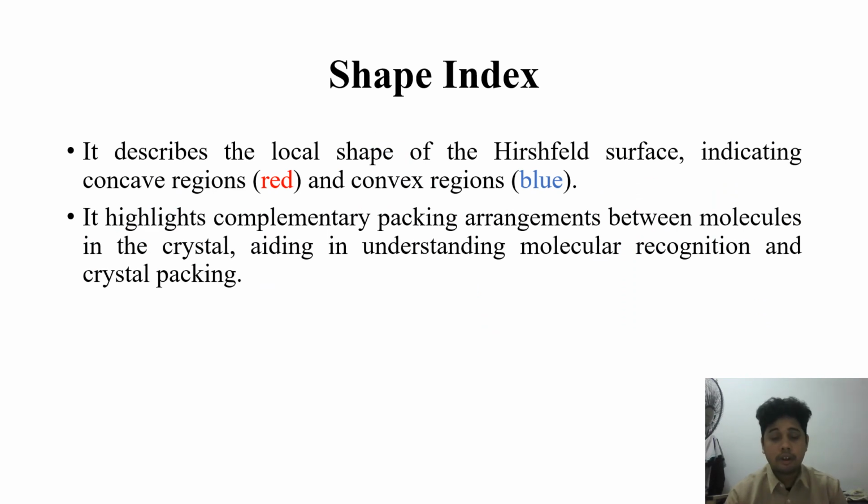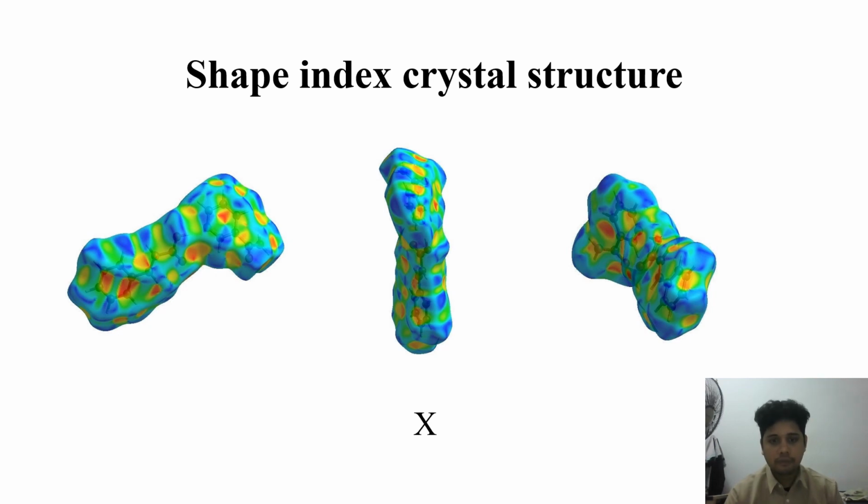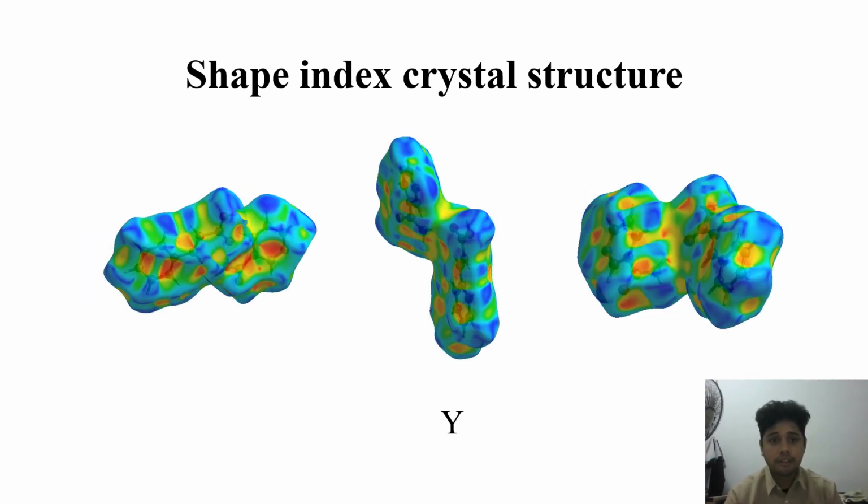Next, we compare the shape index for both co-crystals. The shape index describes the local shape of the Hirschfeld surface, indicating concave regions with red color and convex regions with blue color. It highlights complementary packing arrangement with the molecules in the crystal, aiding in understanding molecular recognition and crystal packing. Here is the shape index for co-crystal X, and here is the shape index for co-crystal Y.